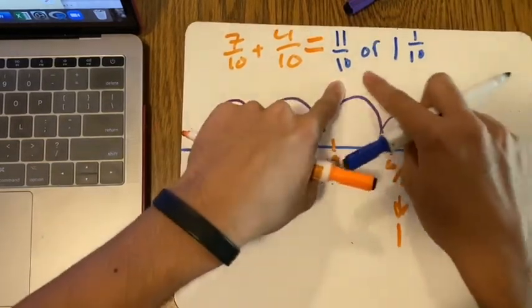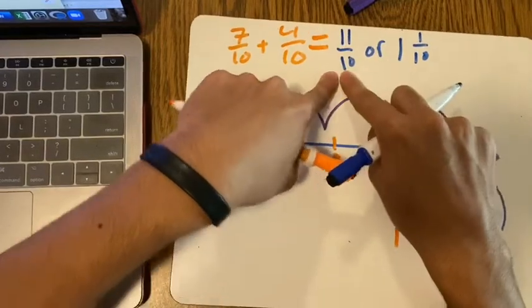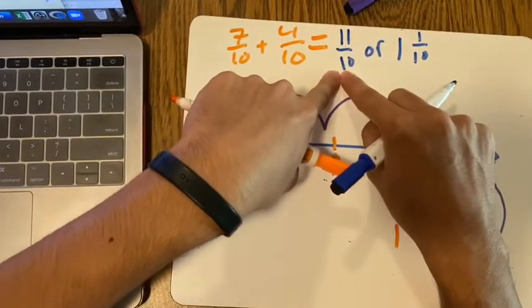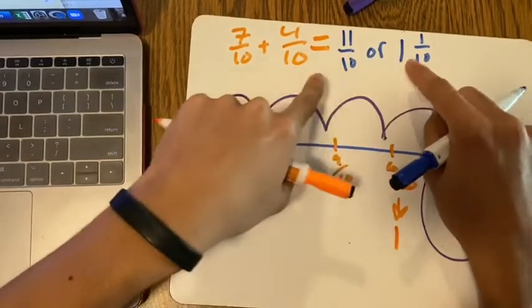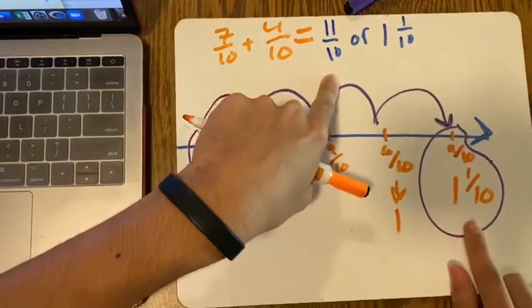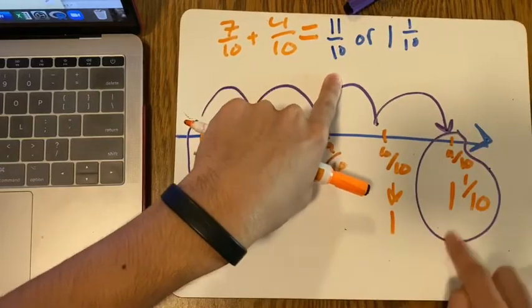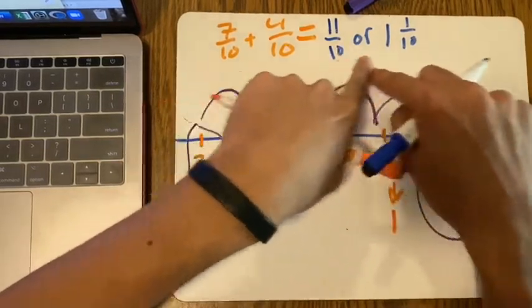Now, depending on what your directions say, you can leave it as an improper fraction like this, or you can leave it as a mixed fraction like this, okay? But these two are the same thing, as we can see right here, right? They're the same thing. They're in the same spot, except there's 2 different ways of writing them, all right?